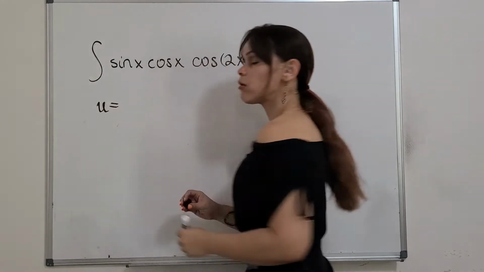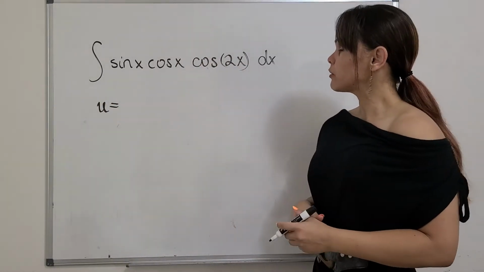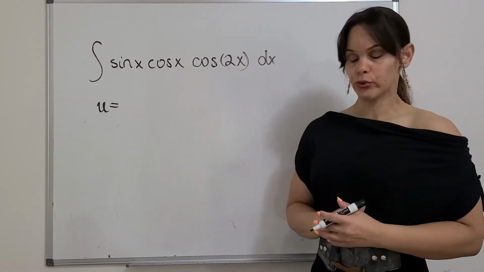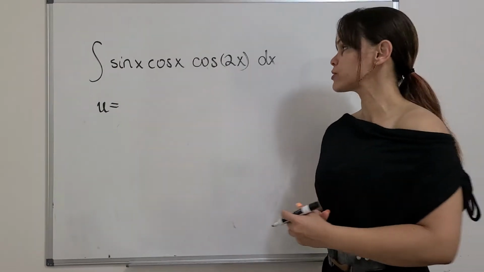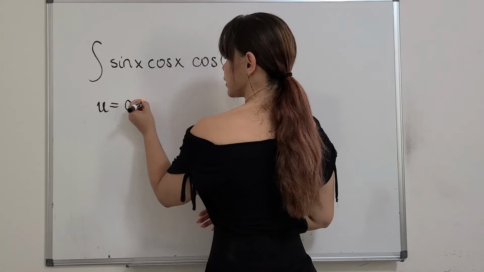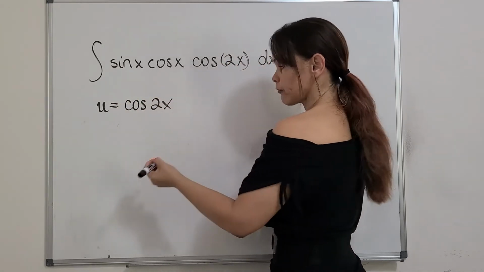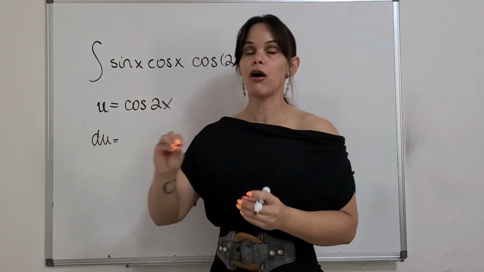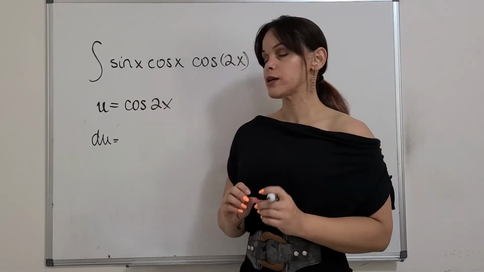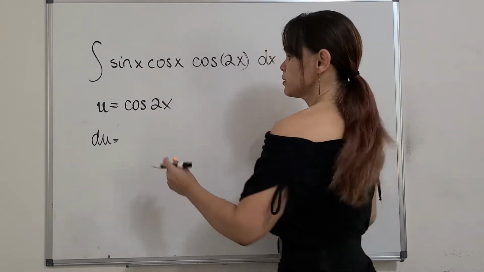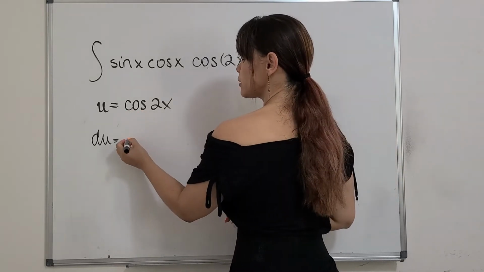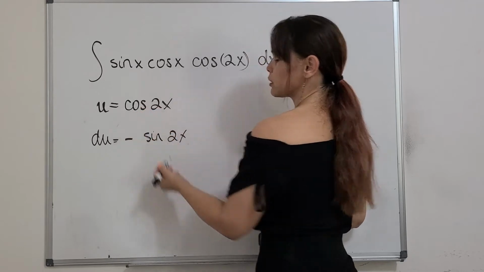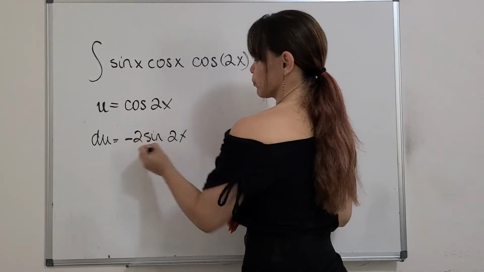So I have to decide what I'm going to call u. Here, I'm going to decide that I'm going to call u cosine of 2x. So I'm going to name u cosine of 2x and see what happens. So with u equal to cosine of 2x, I find the differential. Remember, cosine of 2x, so that's going to be a chain rule there. So the derivative of cosine is negative sine of 2x, and then I go here, and the derivative of 2x is going to be 2.